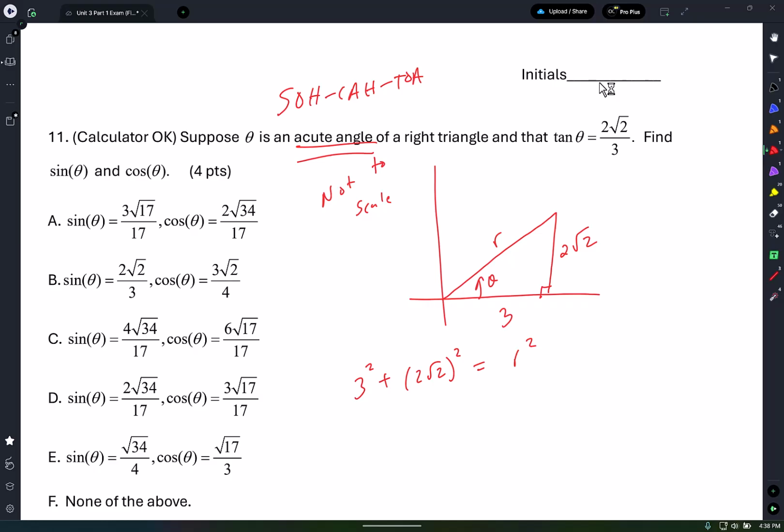All right, here we go. 3 squared is 9. 2 square root of 2 squared: well, 2 squared is 4, but square root of 2 times square root of 2 is 2, and 4 times 2 is 8. And then 9 plus 8 is 17. That's r squared. We still okay? So r squared equals 17. So r equals square root of 17.